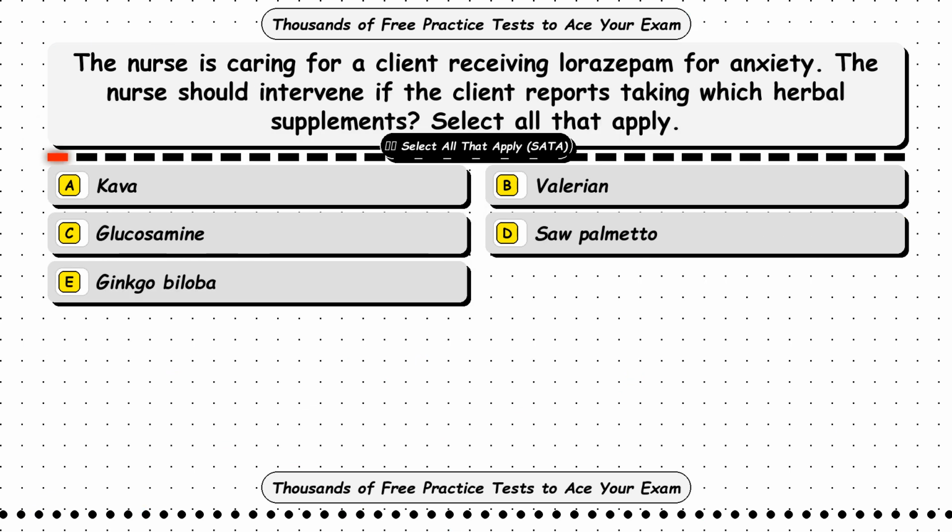Question 91. The nurse is caring for a client receiving lorazepam for anxiety. The nurse should intervene if the client reports taking which herbal supplements? Select all that apply. Option A. Kava. Option B. Valerian. Option C. Glucosamine. Option D. Saw palmetto. Option E. Ginkgo biloba.